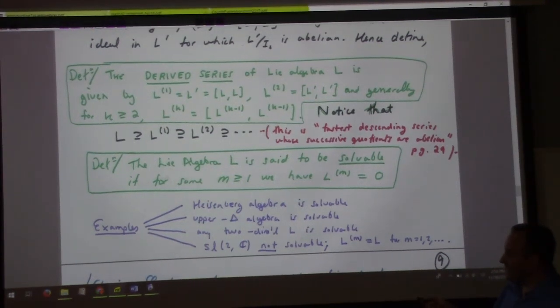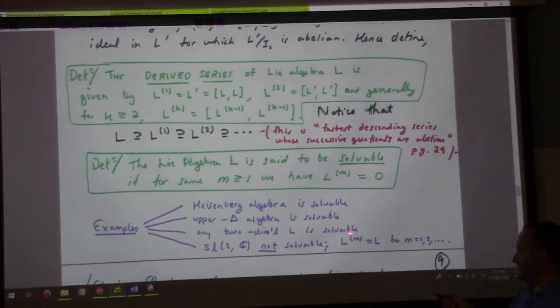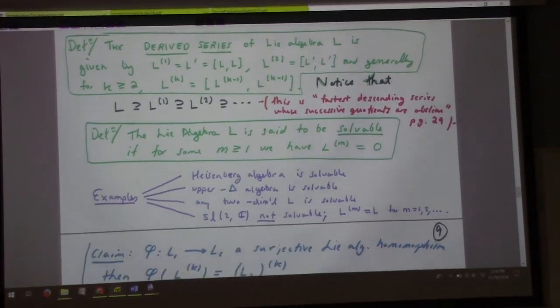And so you have an upper triangular algebra solvable. Any two-dimensional Lie algebra actually is solvable. And again, as I was just saying, SL2C is not solvable because, in fact, the derived algebra is L again for m equals 1, and then by extension for all m.